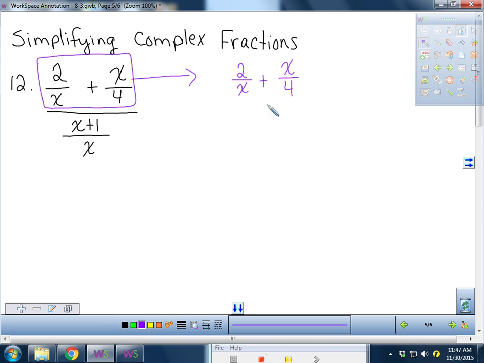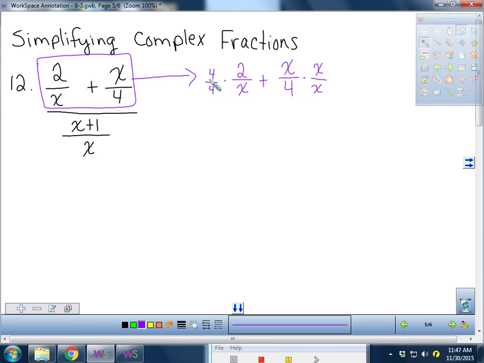In order to put these two together, I have to have a common denominator. Well, this side has an x and this side has a 4. So in other words, the smallest thing that both x and 4 will go into is 4x. So on this side, I'm going to have to multiply by 4. And on this side, I'm going to have to multiply by x.